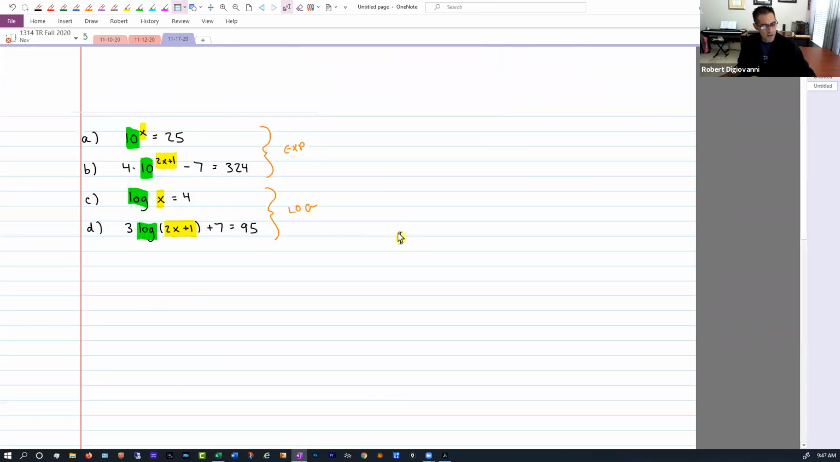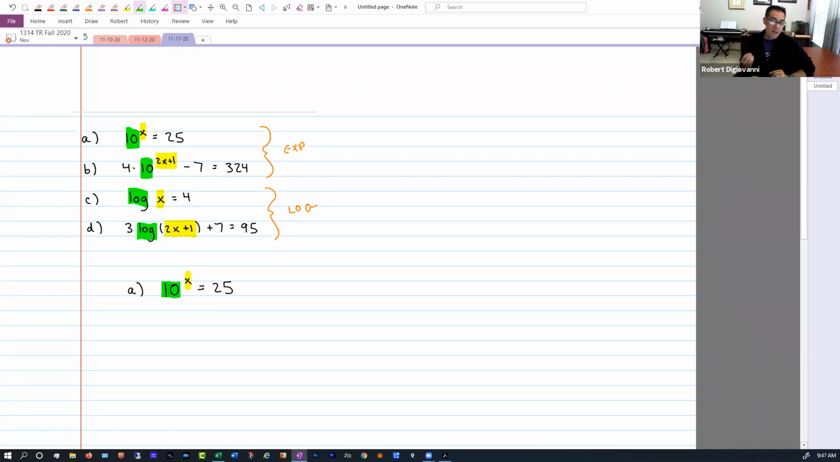Okay, so let's do A. What type of equation is this? I already said it, right? It's exponential, but that's the thing you want to be looking at. Is the x up in the exponent? Yes. Once you know that the x is in the exponent, you know it's an exponential equation. The next thing you need to look at is what is the base? And the base is 10.